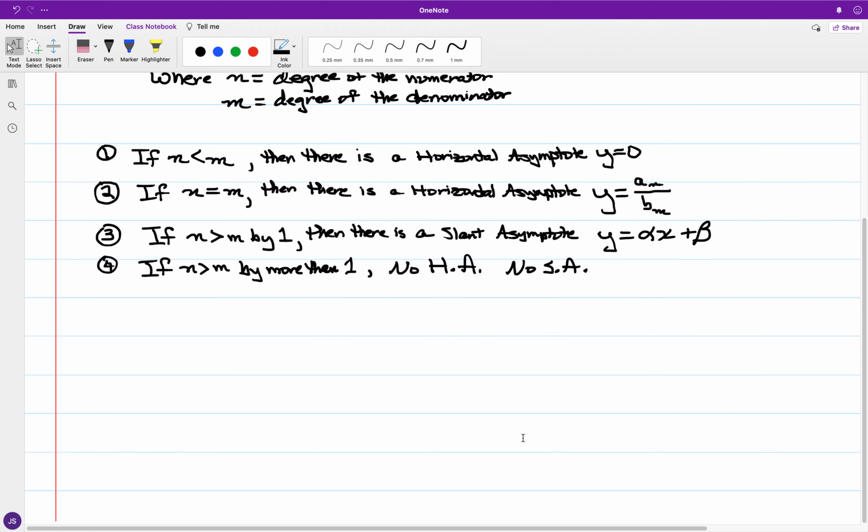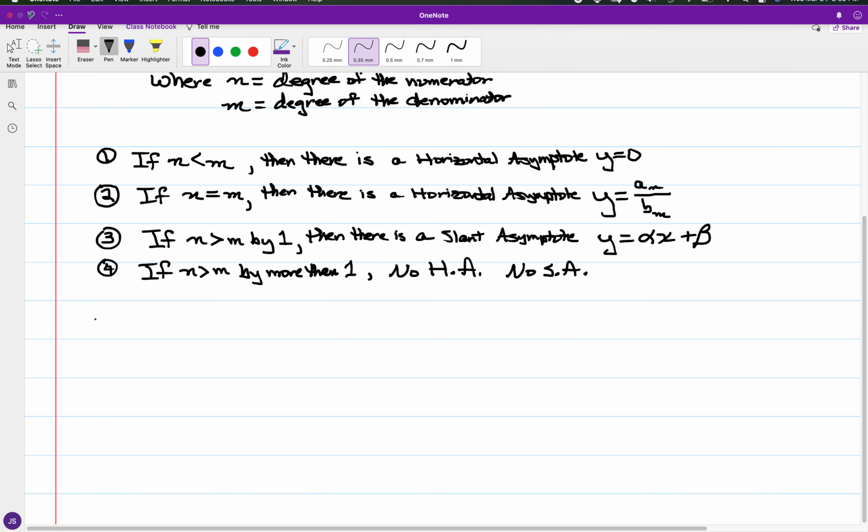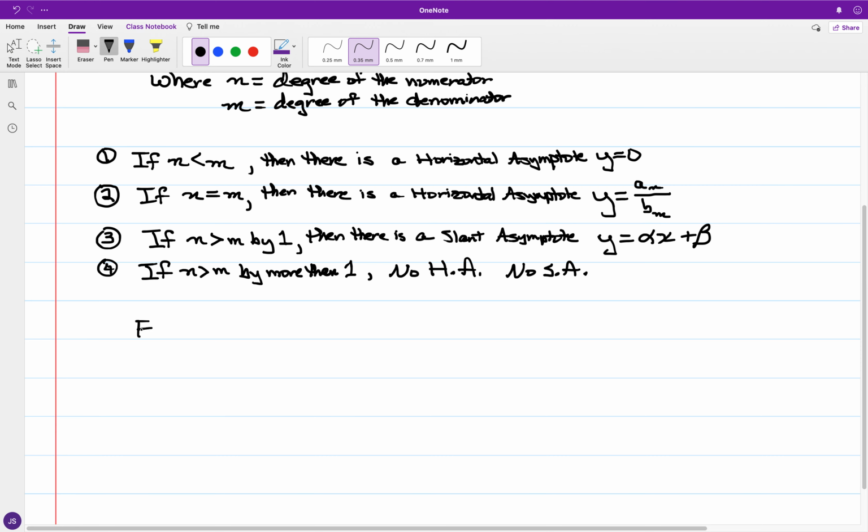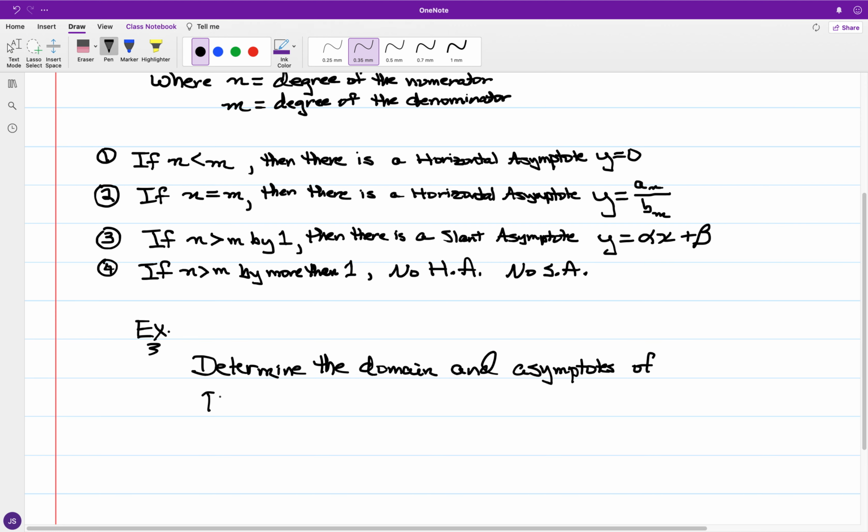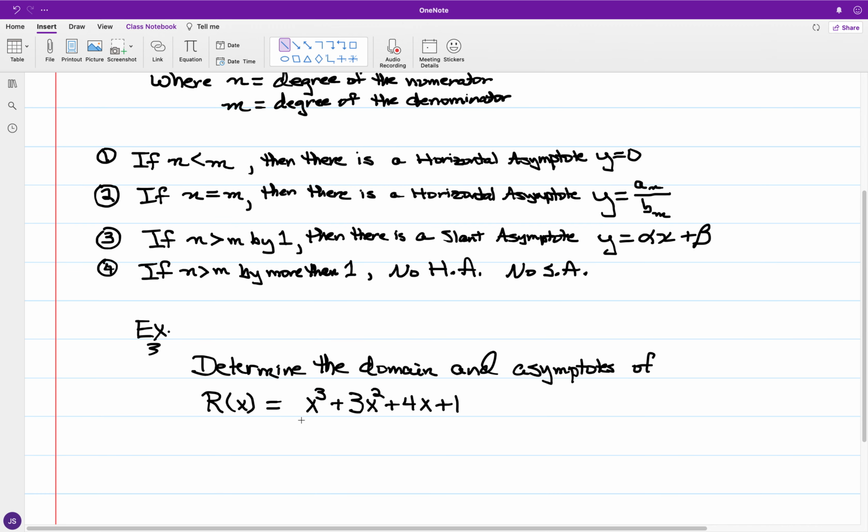Now, just taking a case of what we have regarding domain and asymptotes. Let's say, for instance, we're looking for the domain and the asymptotes of the function. So we will have r of x equal to x cubed plus 3x squared plus 4x plus 1, all over x squared plus 1.